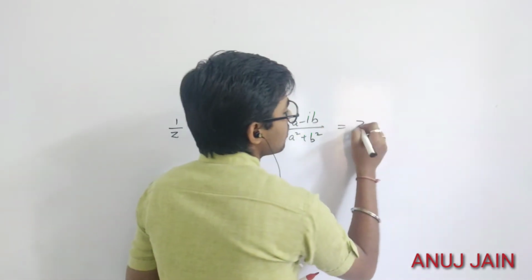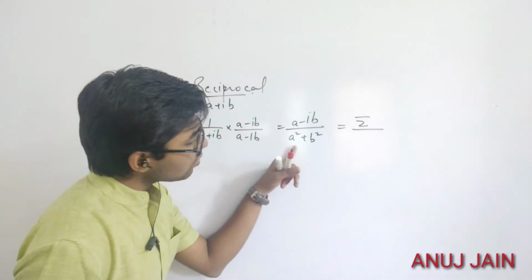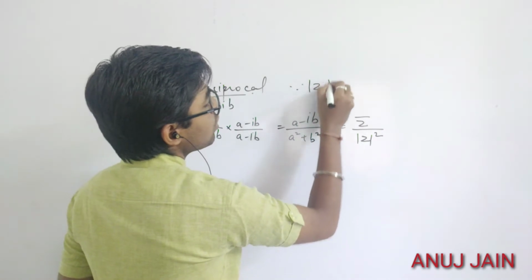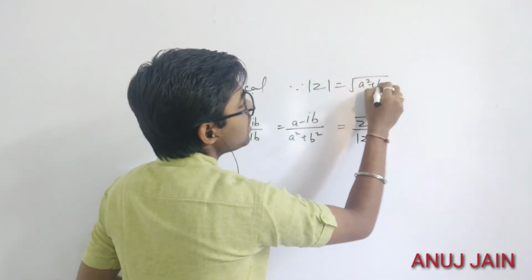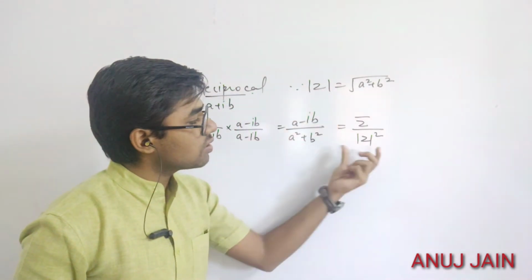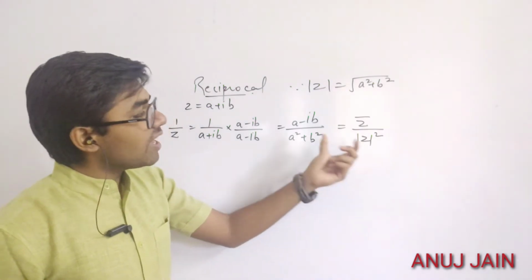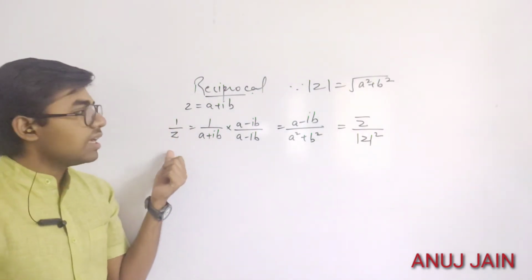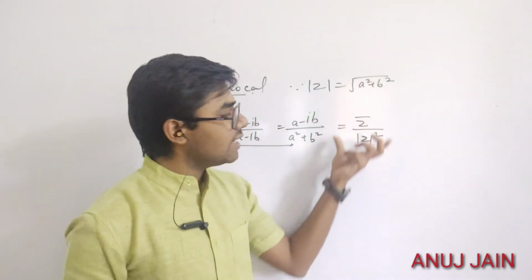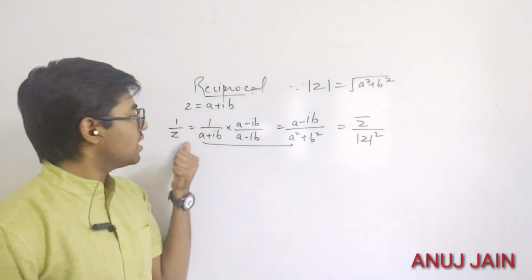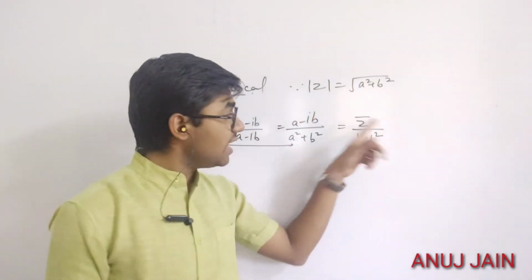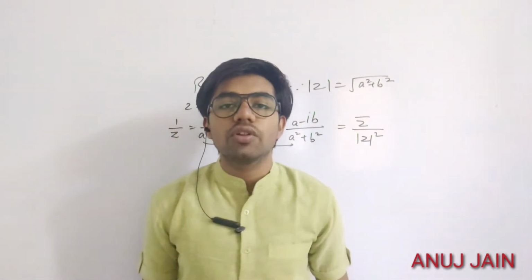A minus ib is z bar and a square plus b square is modulus of z square. Since modulus of z was root of a square plus b square, if you square both sides, then you will get a square plus b square is equal to modulus of z square. So whenever you need to find reciprocal, either you can proceed like this, or you can directly use this formula that reciprocal of z, that is 1 by z, is equal to z bar, that is complex conjugate of z, divided by square of modulus of z.